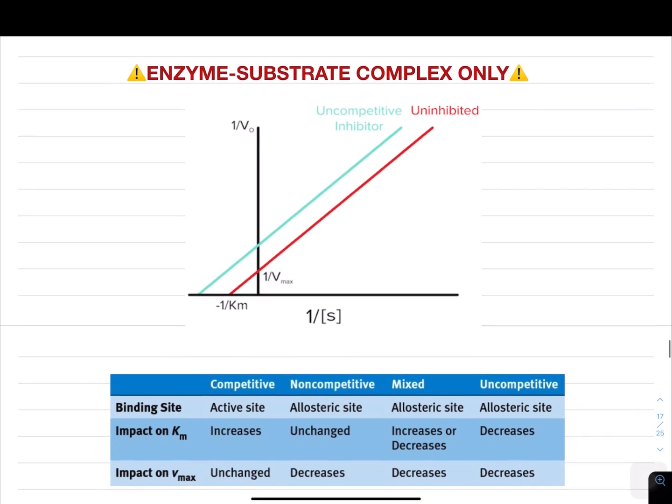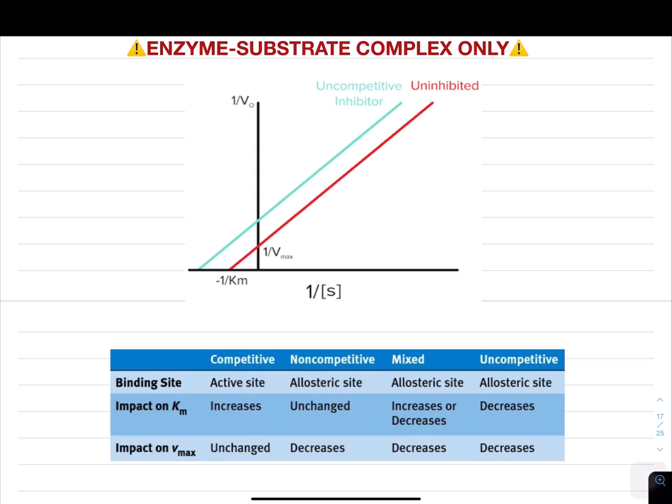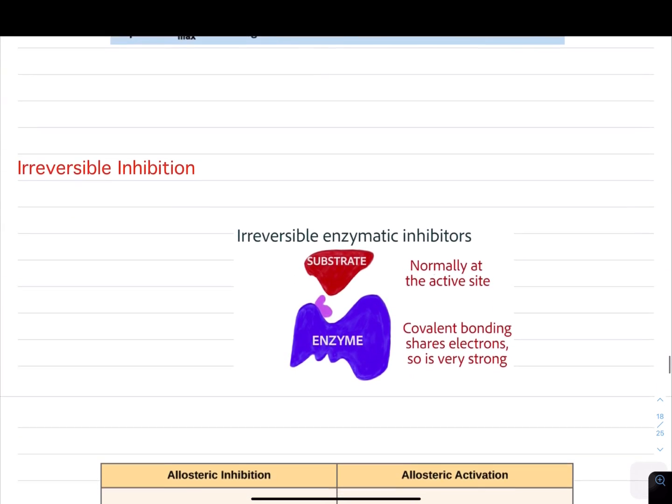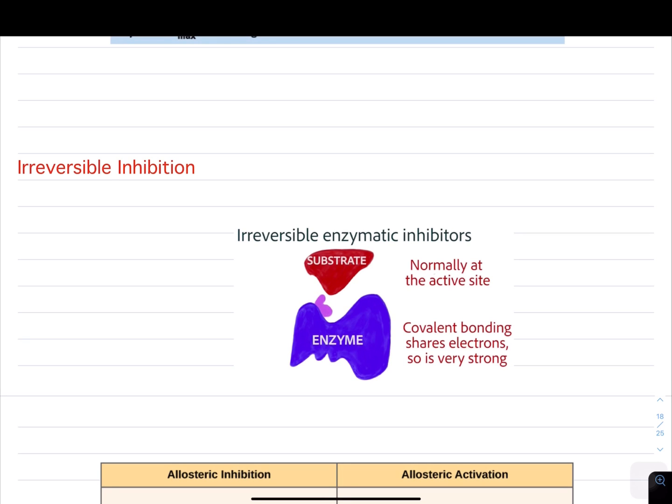And this is a table that was provided in the book that basically compares the reversible inhibitors that we just went over. Okay, so just remember that the inhibition methods that we just talked about were all reversible. But we also have irreversible inhibition, and the difference is that they will make the active site unavailable for a long period of time, or they can also be permanently altered.